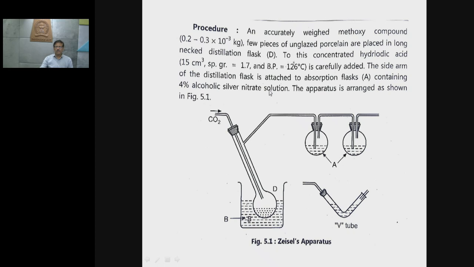The side arm of this distillation flask is attached to absorption flask A, which contains 4% alcoholic silver nitrate solution. The apparatus is shown here. This is the distillation flask. These are absorption flasks A and B, both containing 4% alcoholic AgNO3. This is the oil bath in which we heat this distillation flask. Again there is a V tube, which also contains alcoholic AgNO3 solution.